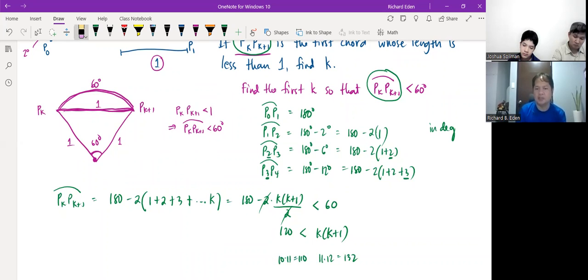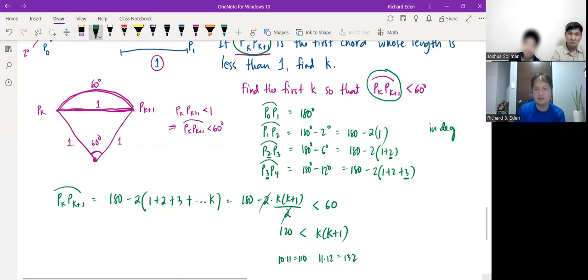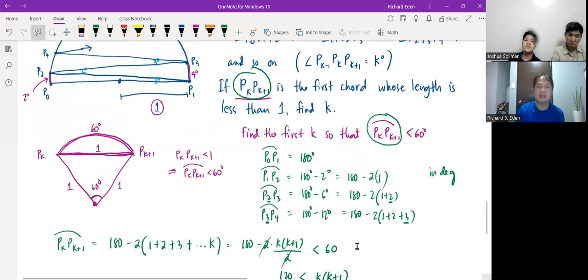So, and of course, 9 times 10 is 90, 10 times 11 is 110, which is still lower than 120. But the first time we go higher than 120 is when k is 11. So the least k is 11. So that would be the answer.